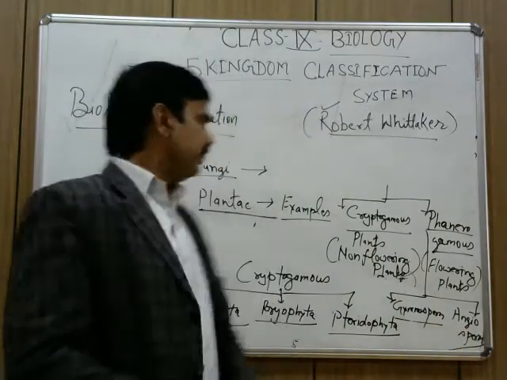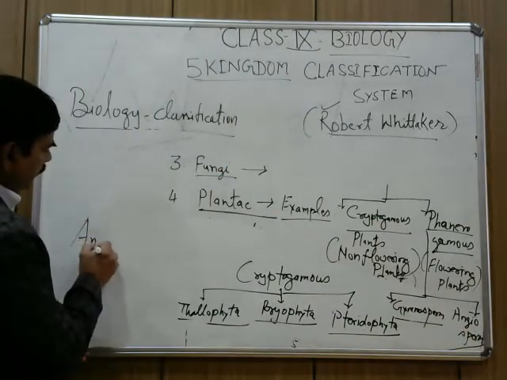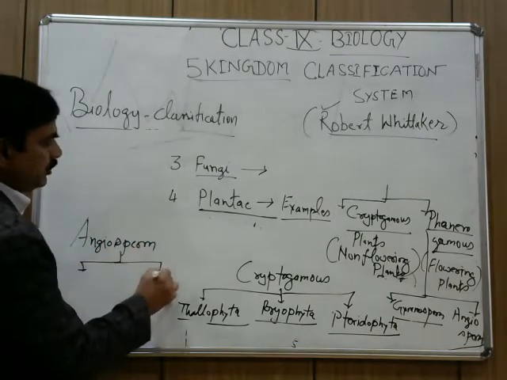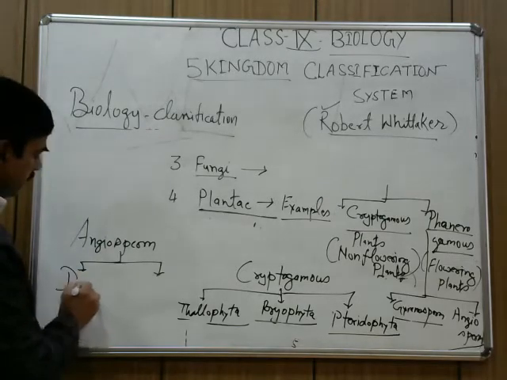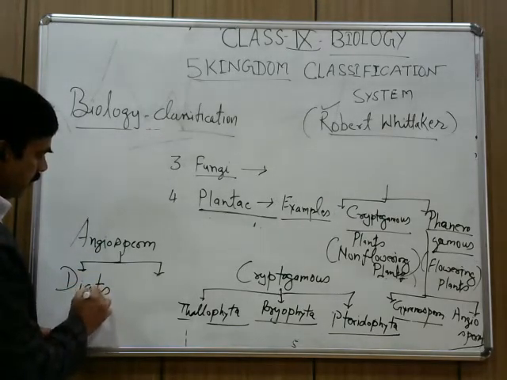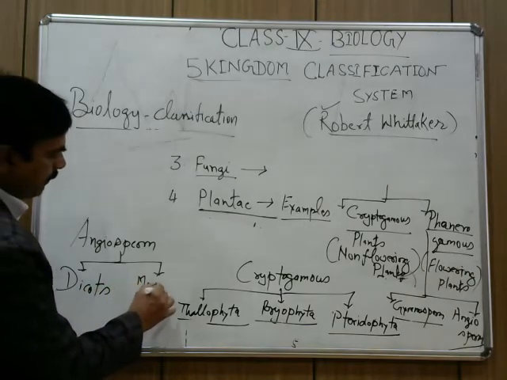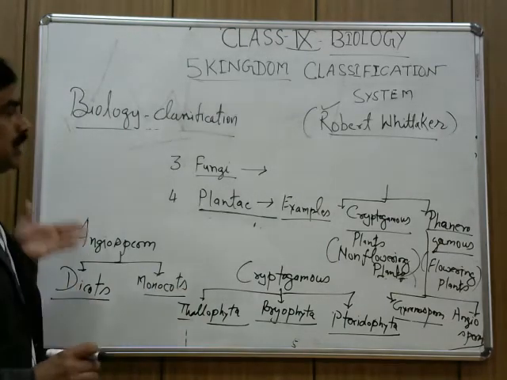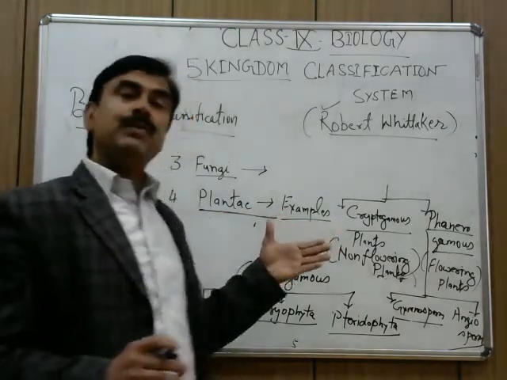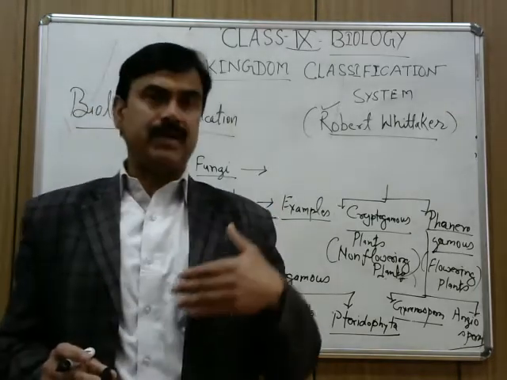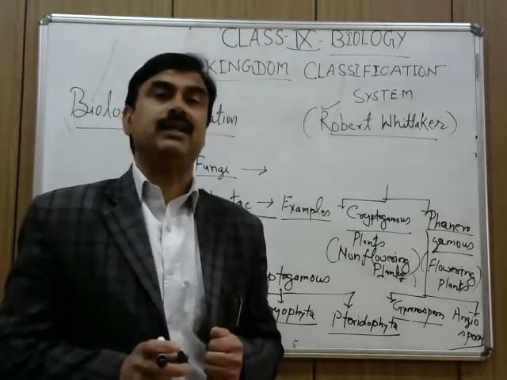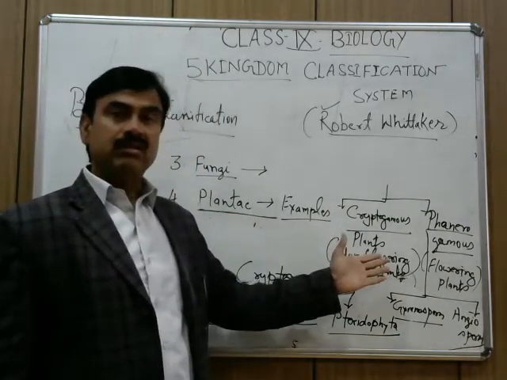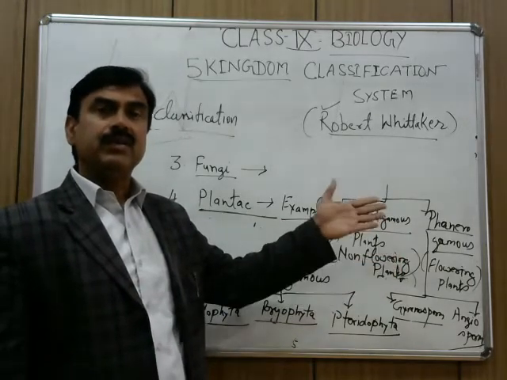Again, angiosperm is divided into two categories, dicots and monocots. So when you start the classification, you have to remember some names and some members in each category, right? For plants, you must remember the names: cycas, pinus, wheat, rice.